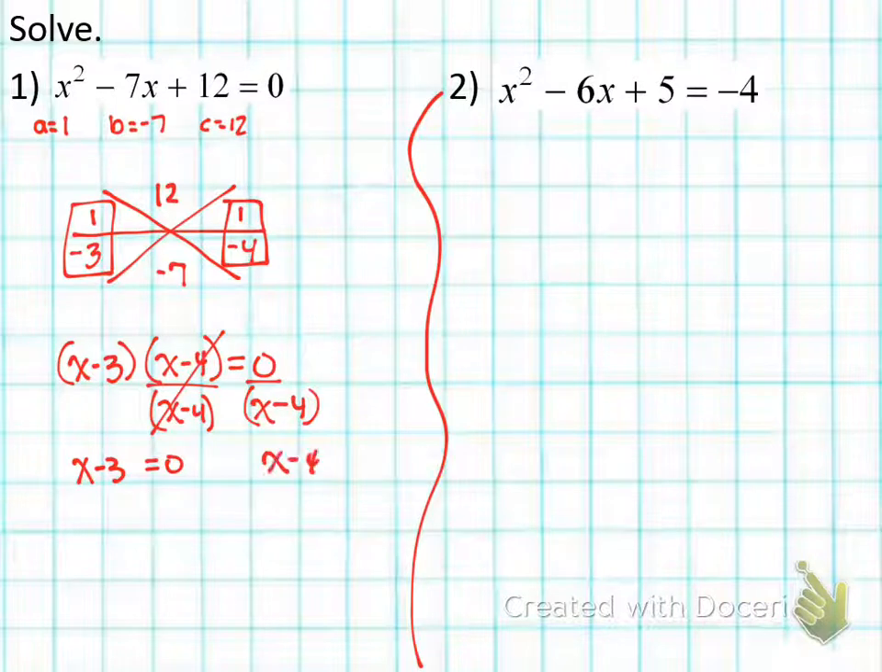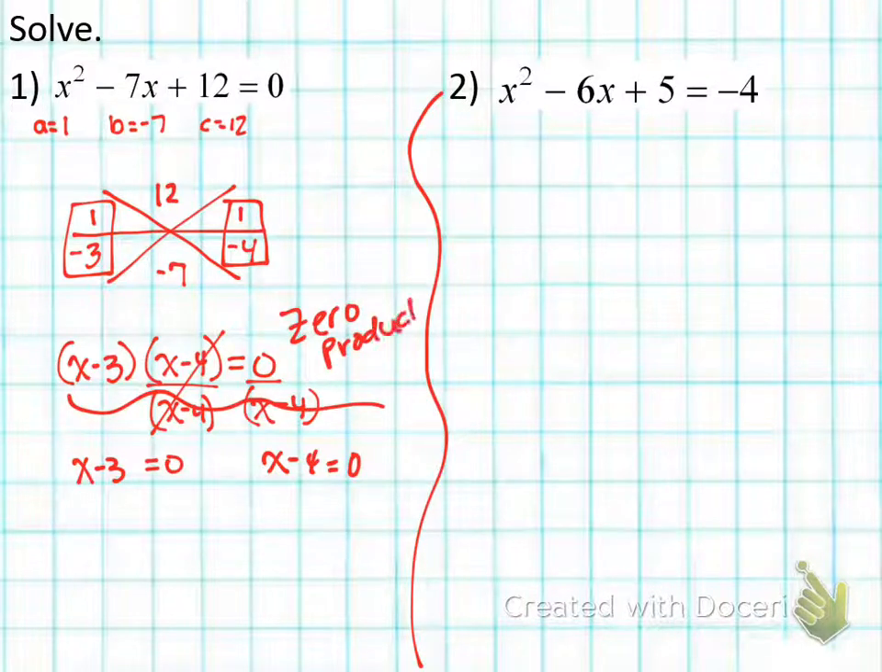When this happens, we're doing a redundant step, and we use something called the zero product property. So you could just jump from here to here instead of doing all this dividing. You don't have to do this division. Just apply the zero product property and jump from here to here. So we have two equations: x minus 3 is equal to 0 and x minus 4 is equal to 0.